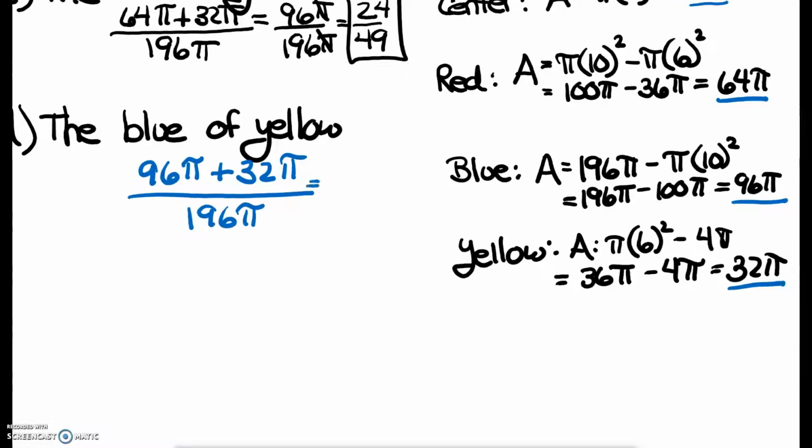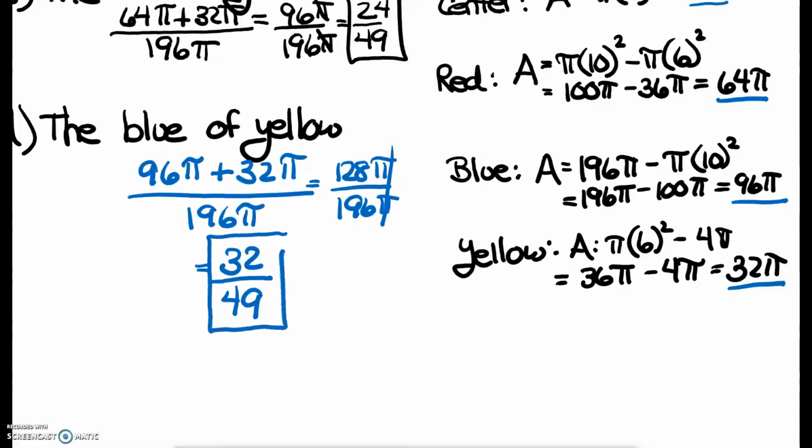So we end up getting 128 pi over 196 pi, and I know the pi's will reduce out, and I know 4 goes into each one of them. So that goes in 32 times, and this goes in 49 times. So the probability that it lands in either the blue or the yellow is 32 over 49.